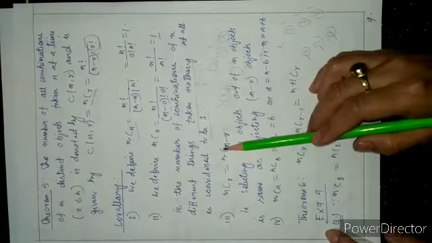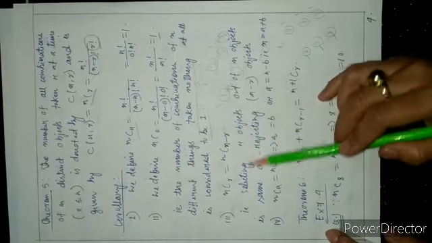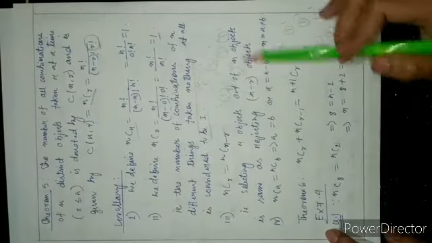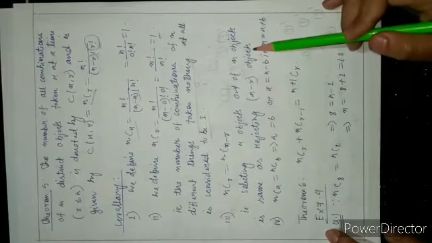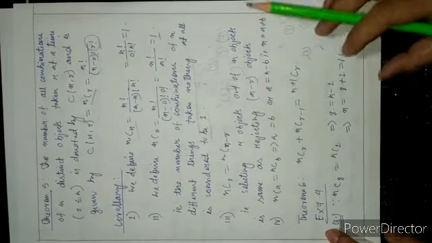nCr is equal to nC(n minus r). Selecting r objects out of n objects is the same as rejecting n minus r objects.